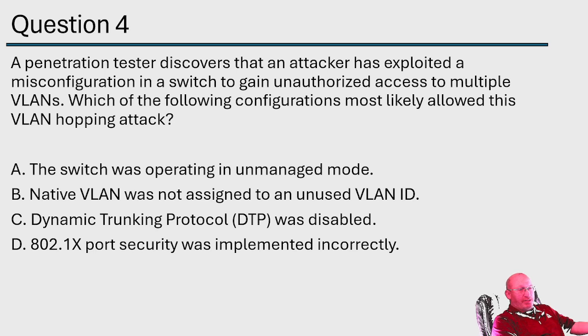Why is that the answer, right? If we read the question, we discovered that an attacker has exploited the misconfiguration in a switch. And yeah, 802.1X port security implemented incorrectly, but port security is more about ports. It's not really about VLAN hopping. Port security would get us maybe into the switch, maybe into a local area network, but not into VLAN hopping. And that's where that native VLAN not being assigned into the specific VLAN ID or unused VLAN ID, that's going to be our most correct answer on that one. And so B is going to be correct on that.